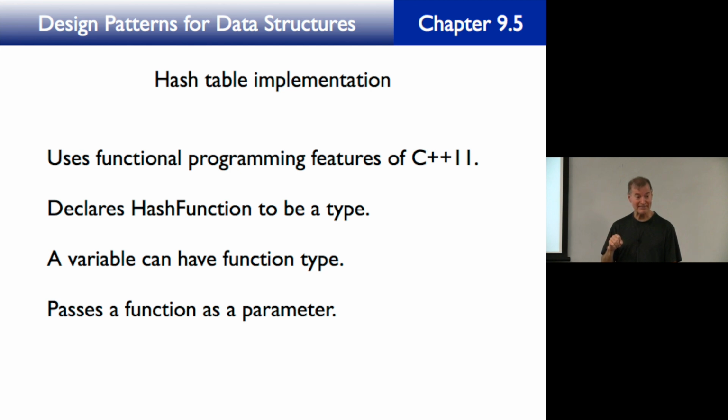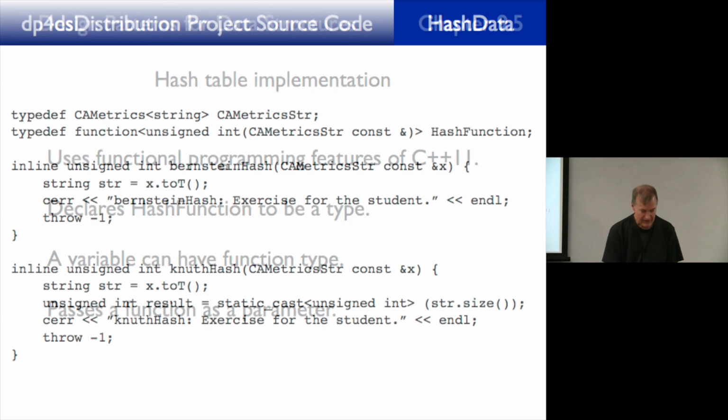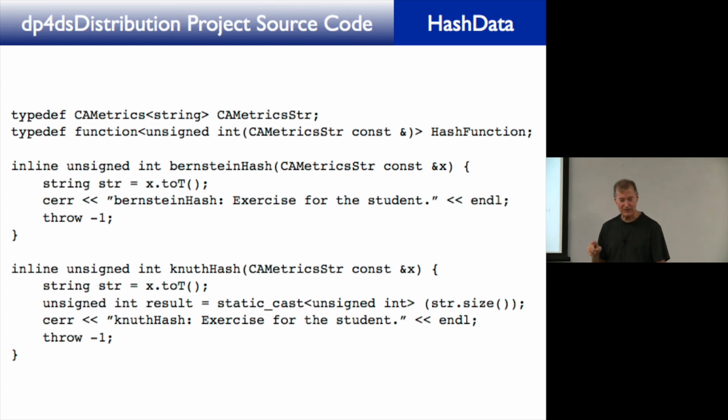Function. So in C++, you can have a variable of type function. It declares a hash function to be a type. Furthermore, a variable can have a function type, and not only that, but you can pass a function as a parameter. This uses all those features of functional programming. Now let's take a look here.